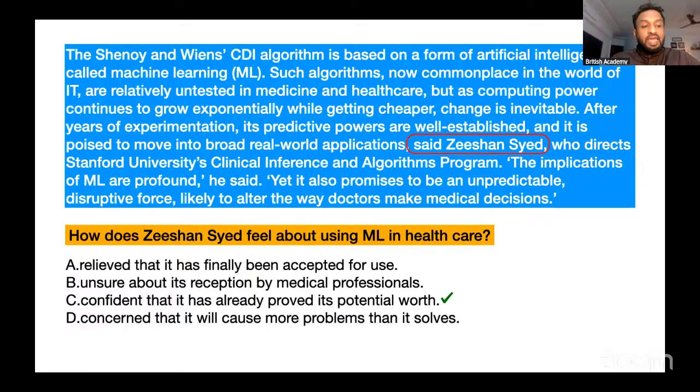Now some say A. If you say A, relieved that it has finally been accepted for use, there is nowhere it shows that he was stressed. Relief means what? I'm happy, thank God it has happened. No, it doesn't say that. B option says unsure. No, he's not sure. He says it is well established. Concerned that it will cause more problems. Does Zishan Sayed say that? No, he's not concerned. He's confident. Look at the first word of all the options: relieved, unsure, confident, or concerned. My question is, how does he feel? These are the four feelings. It's clearly mentioned.